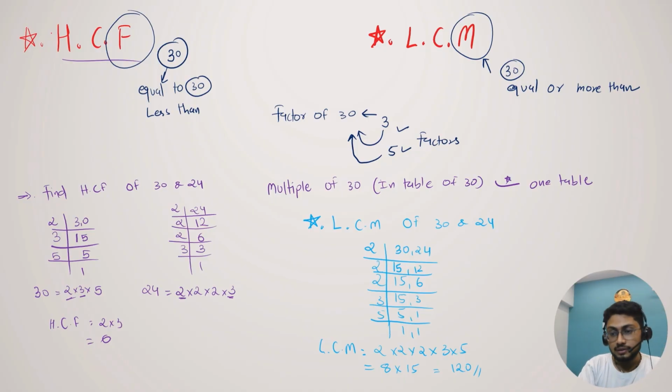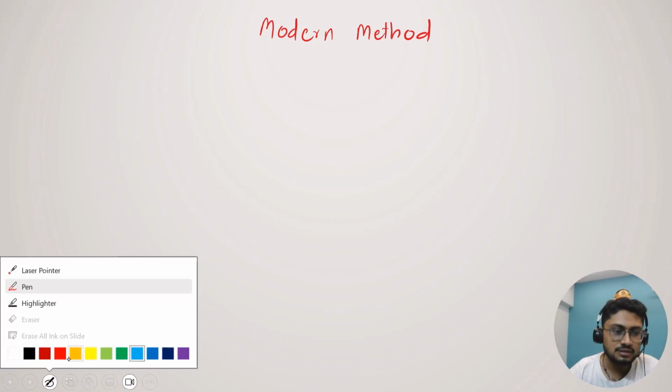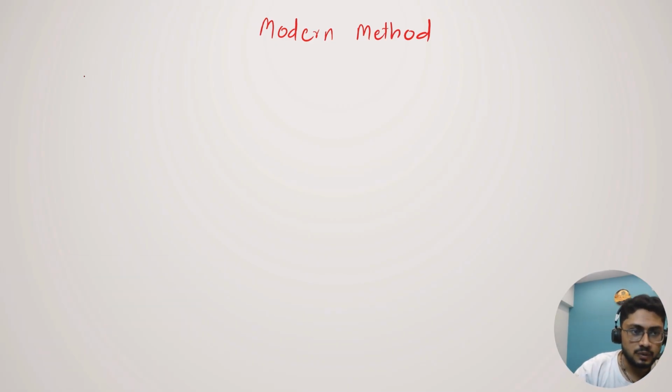Now, rather than this traditional method, lots of students make mistakes in this. So rather than this, I'm going to give you a modern method. This is not actually a modern method; it is what we use in higher grades. So if you are comfortable with this method, you can use it. By one prime factorization you are going to find the HCF and LCM both. Now it's very interesting.